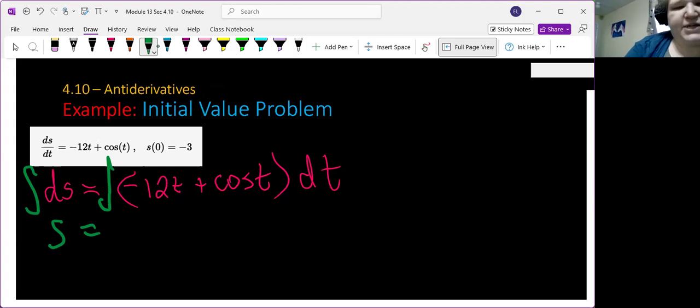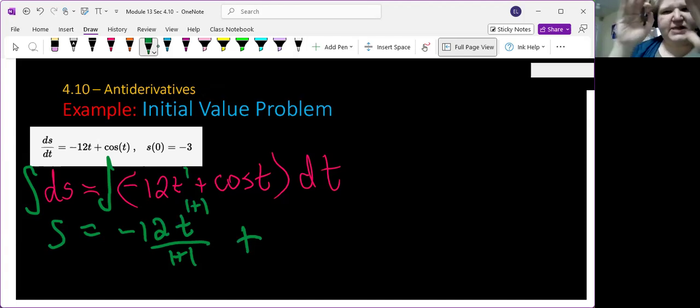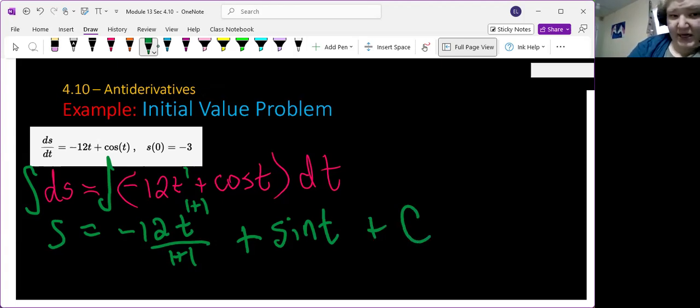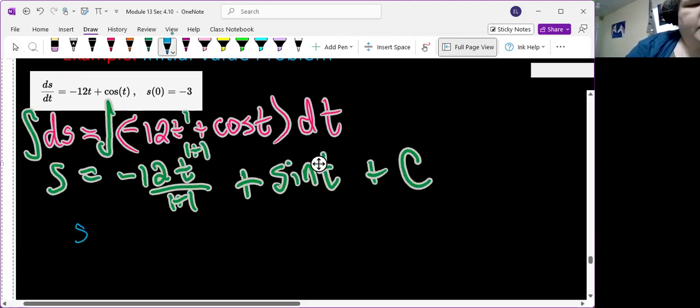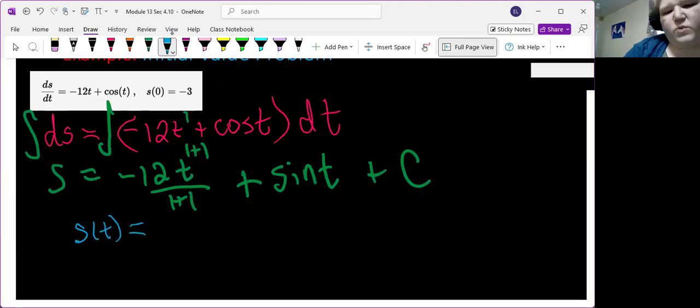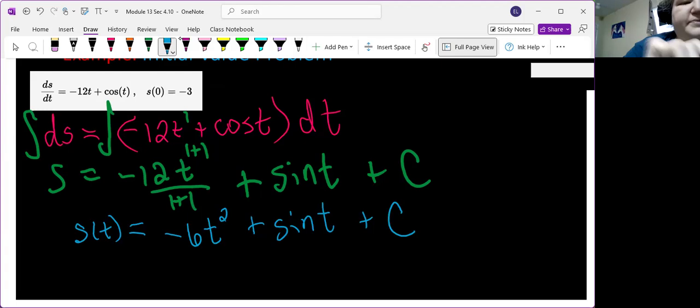And now we've got to think about our antiderivative. So negative 12t to the first, I can use my power rule there. So I'll have negative 12t to the 1 plus 1 over 1 plus 1, plus my antiderivative of cosine. Derivative of sine is cosine, so the integral of cosine is sine. And then plus c. Now I'm going to clean this up a little, and then we'll use our initial value to find the value of c. So I'll go back to the function notation. S of t is, 1 plus 1 is 2, negative 12 divided by 2 is negative 6t squared, plus the sine of t plus our constant.